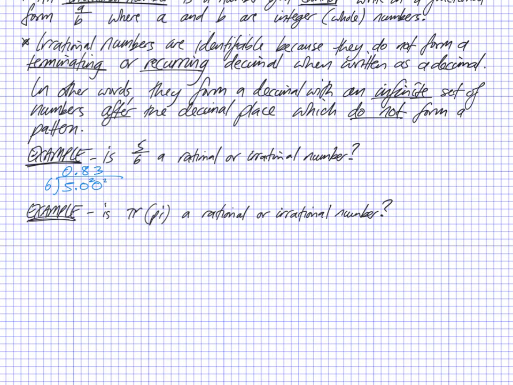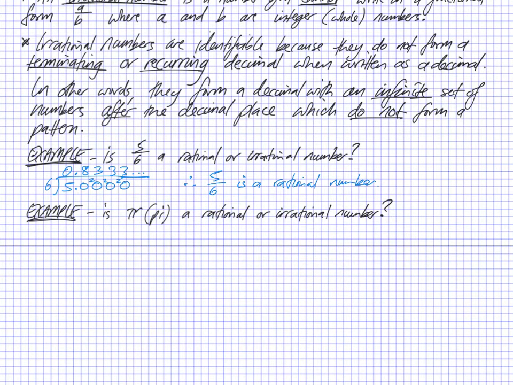3 times 6 is 18 with 2 left over. Put another 0. 6 into 20, 3, 2 left over, 0. So you can see that this is going to keep going. There's nothing going to change about that. So it's recurring. So therefore 5 on 6 is a rational number.